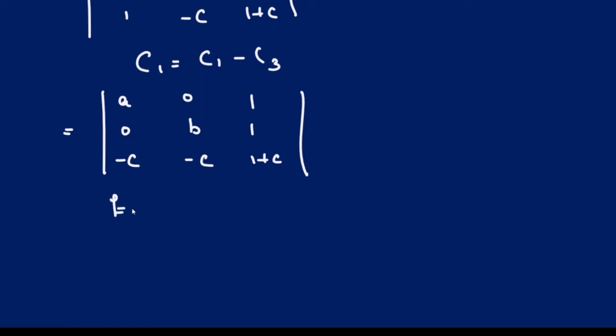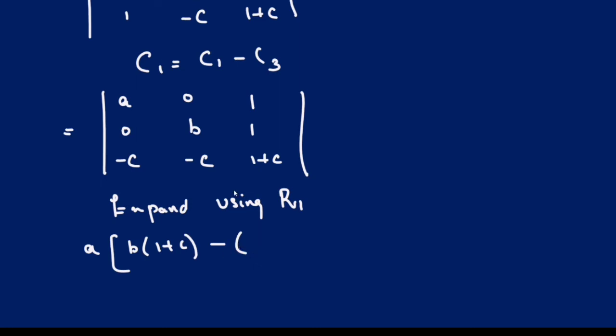Expand. If you cannot bring zeros, just expand using any row. This row has a 0, this row also has a 0, so we can use row 1 itself. Either choose row 1 or row 2. Let us choose row 1. Expand A into, cut the row, cut the column, its cofactor: B into 1 plus C minus of, that minus you put, then you multiply this, minus C. 0 you can just omit.